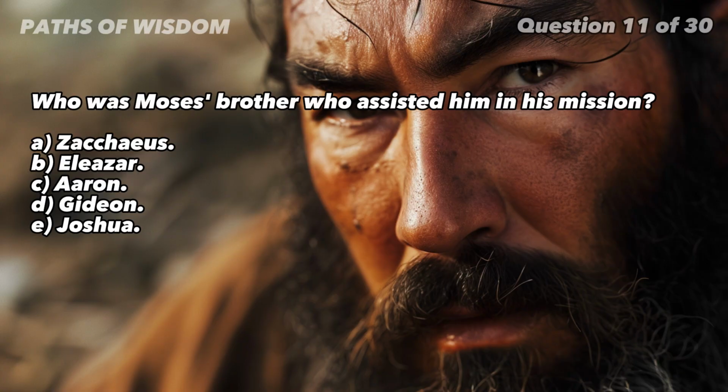Question 11. Who was Moses' brother who assisted him in his mission? Option A, Zacchaeus. Option B, Eleazar. Option C, Aaron. Option D, Gideon. Option E, Joshua.